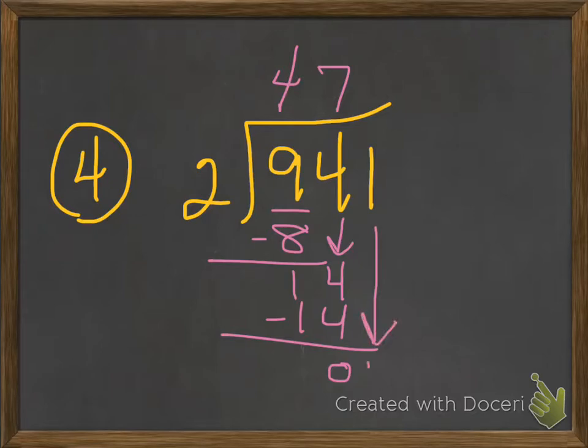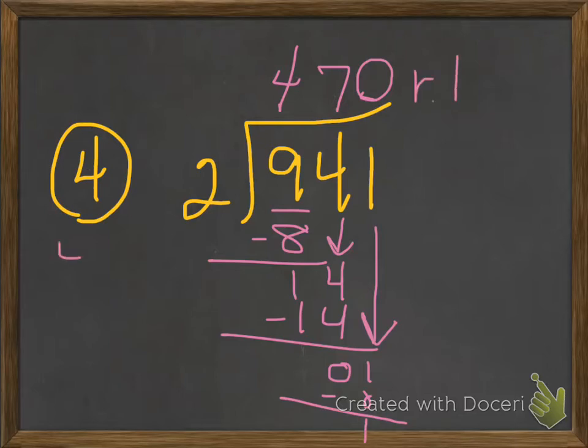Bring down the next digit. Remember, this is where people are going to get stuck. Some people are going to say, well, it's 47 with a remainder of 1, and they're going to get it wrong. That is not the right answer. We have to bring down the next digit. So let me get rid of that. Bring down the 1, and we put a 0 there because we can't divide 1 by 2 evenly. 0 times 2 is 0. We subtract, and 1 minus 0 is 1. Now we can put our remainder.